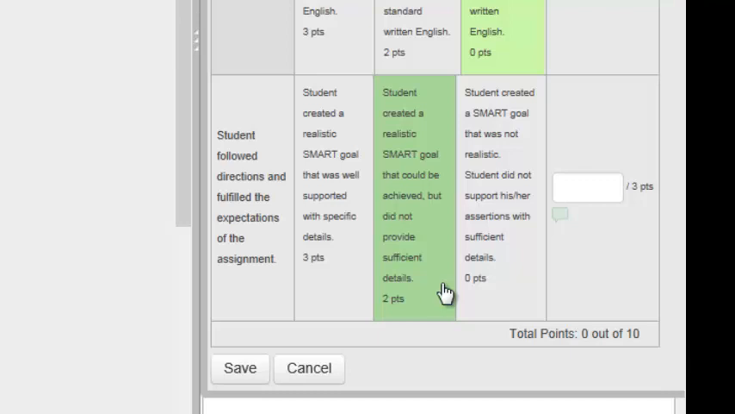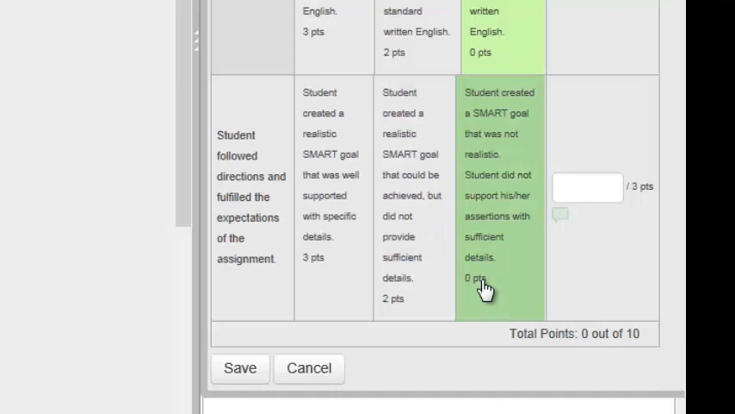Let's take a look at the last one. Student created a SMART goal that was not realistic. Student did not support his or her assertions with sufficient details. Based off of the information that is provided in this assignment, I do not think that the goal was realistic, and I did not see sufficient details being explained. So I will click on this last rating, which awards the student 0 points.